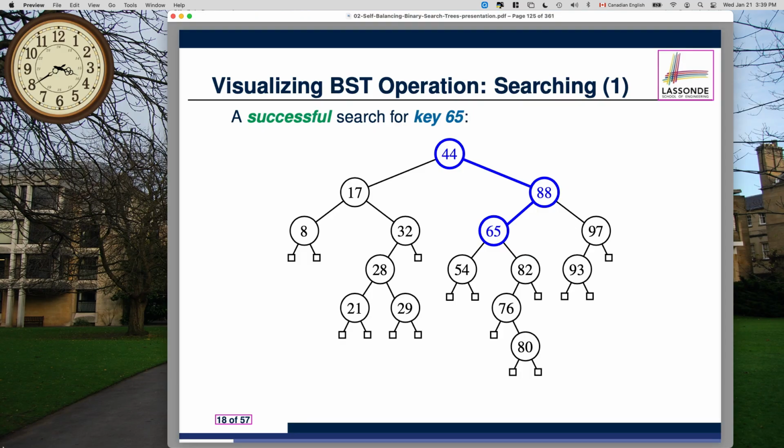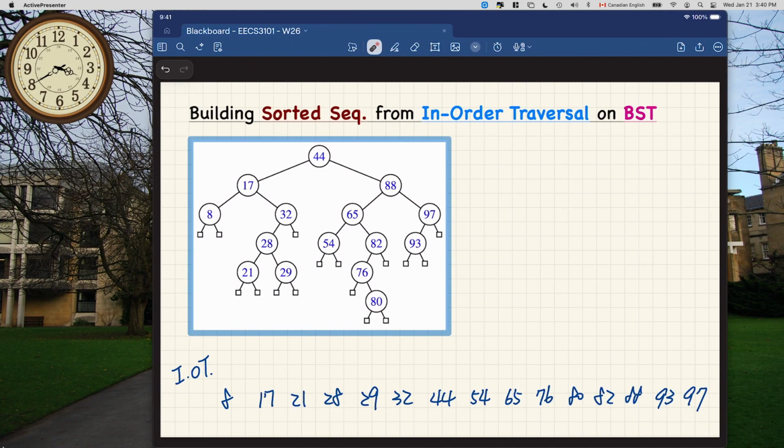80, and then? Oh, after 82, are you sure it's 93? You're missing one. Okay, good, no worries. And then after 82, you got 88, and then 93, 97, right? Very good. Just be careful. All right, that's a sorted sequence, right? Sorted is a binary search tree.